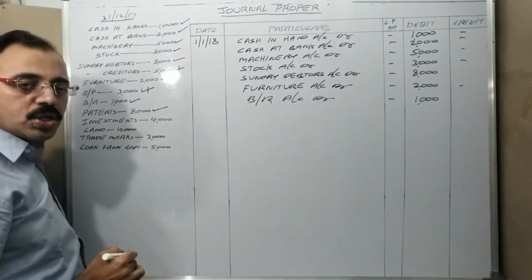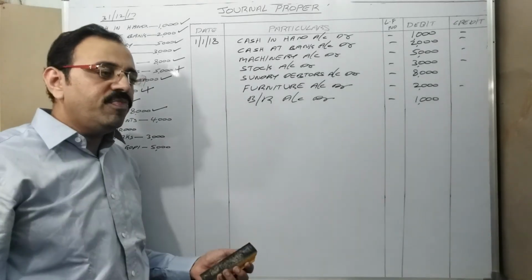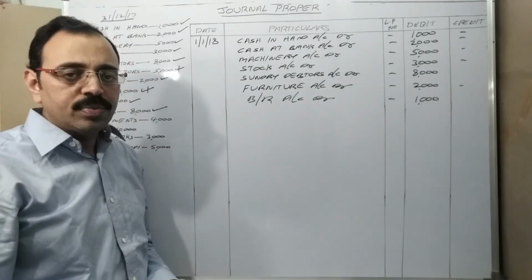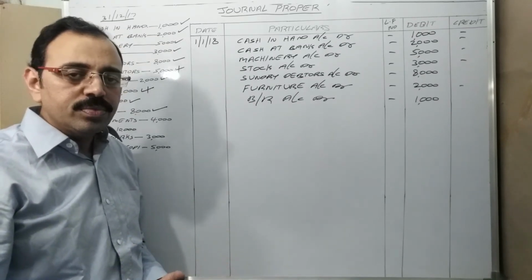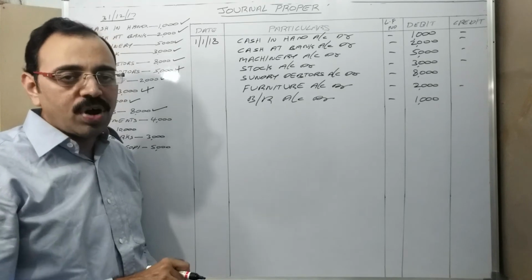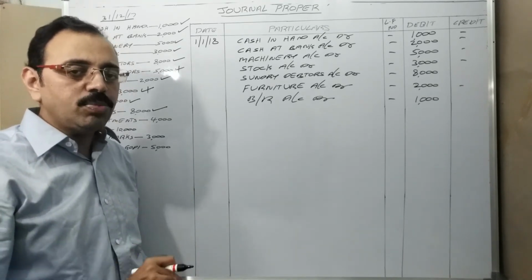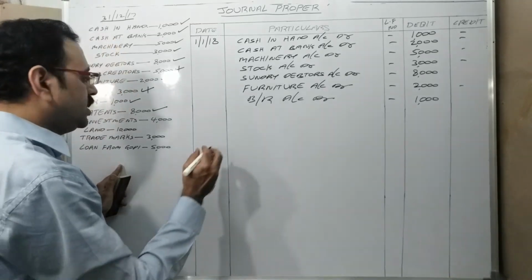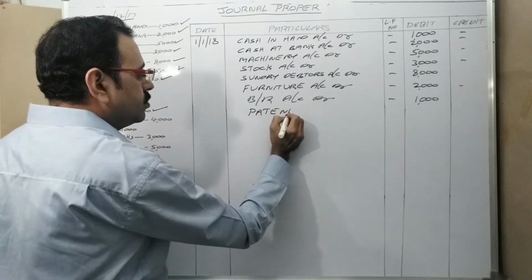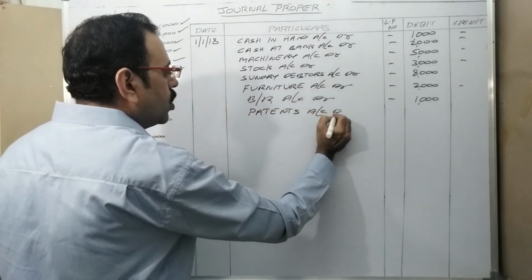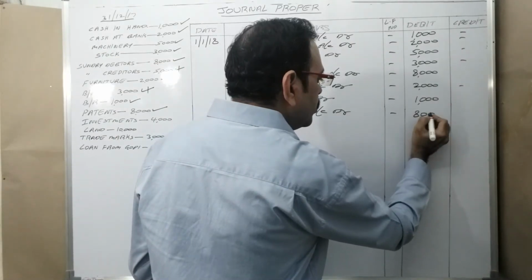Patents is also an asset. Patent means what? Suppose we manufactured a product. To manufacture that product, there will be some formula. Only we have the right to use that formula. That right is called patent right. It is an intangible asset. Since it is an asset, we should debit it. Patents account debtor, 8,000 rupees.